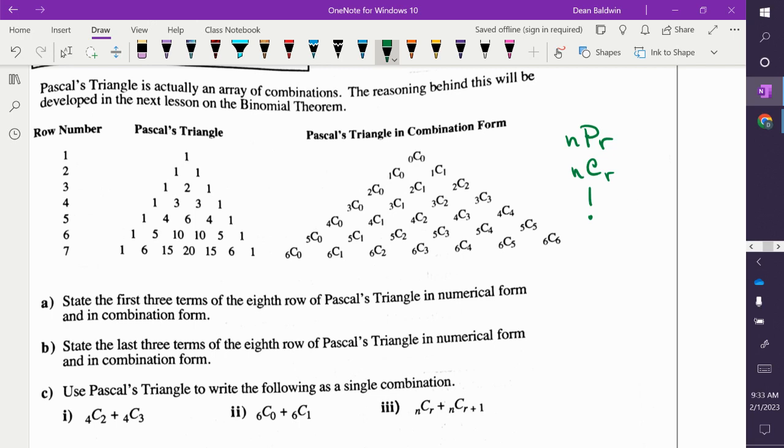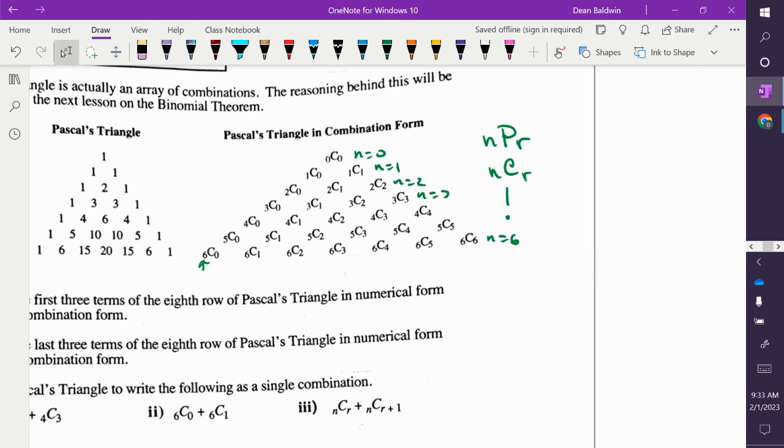This number here, if you think about it, is your n value, right? n is equal to 0, n is equal to 1, n is equal to 2, 3, and then this is n is equal to 6. The first number is your n value. So the reason this is good is because then you don't have to memorize Pascal's triangle or write it down to get the coefficients.